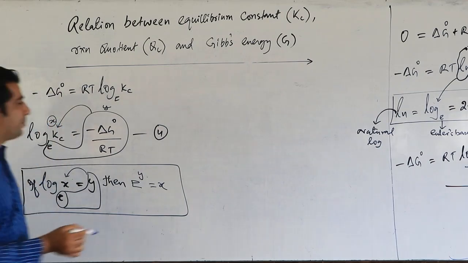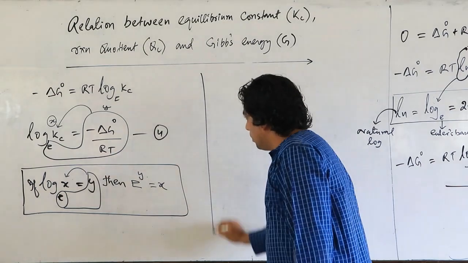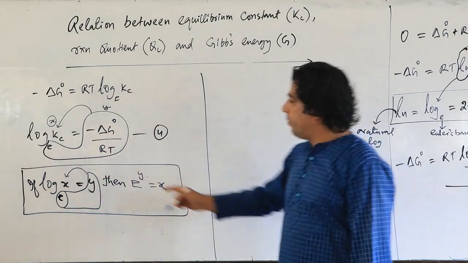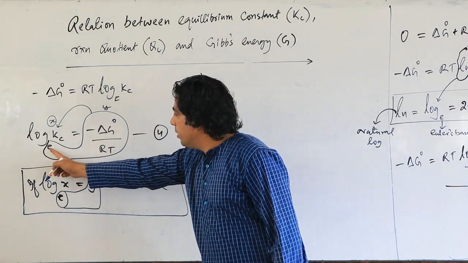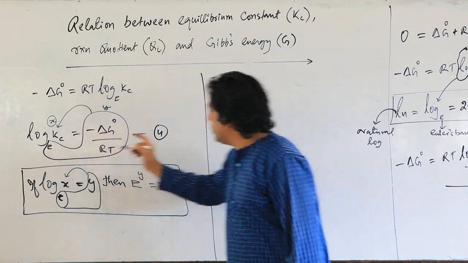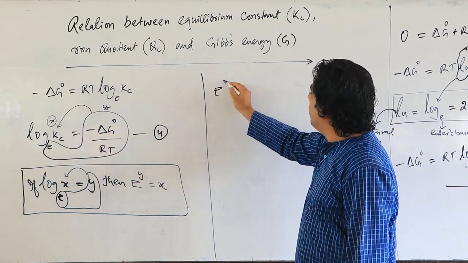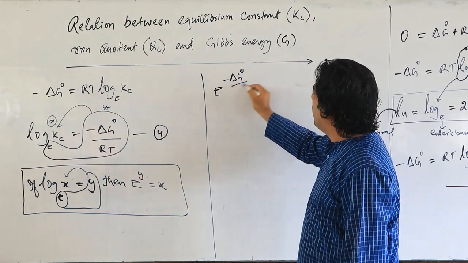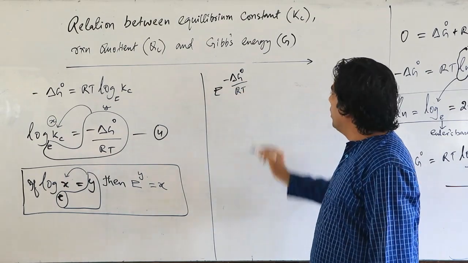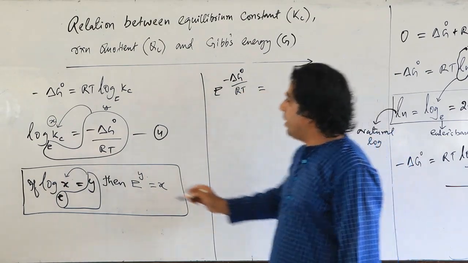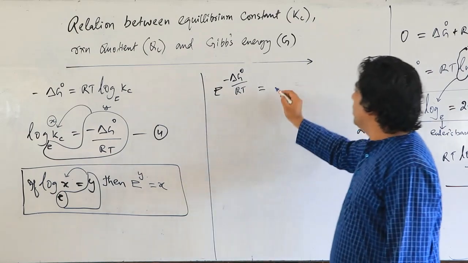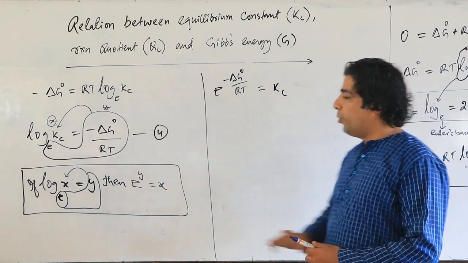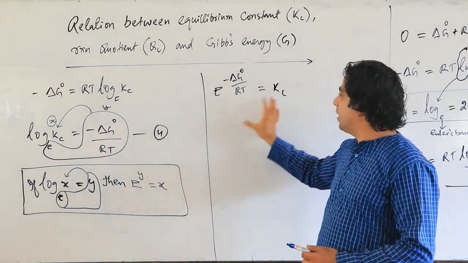So let us see here. So let us use this expression, my dear friends. So what should I use here? e to the power minus delta G naught by RT, correct, is equal to x. What is your x? Kc. So it's equal to Kc. I hope you have understood, my dear friends, this particular expression.